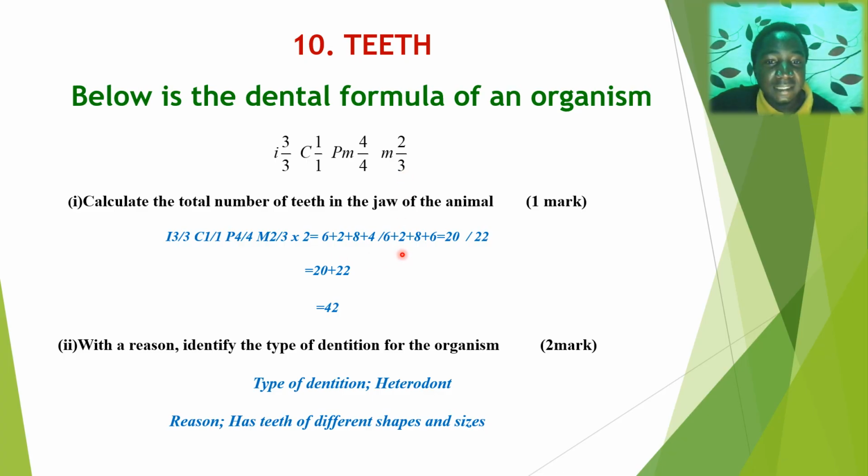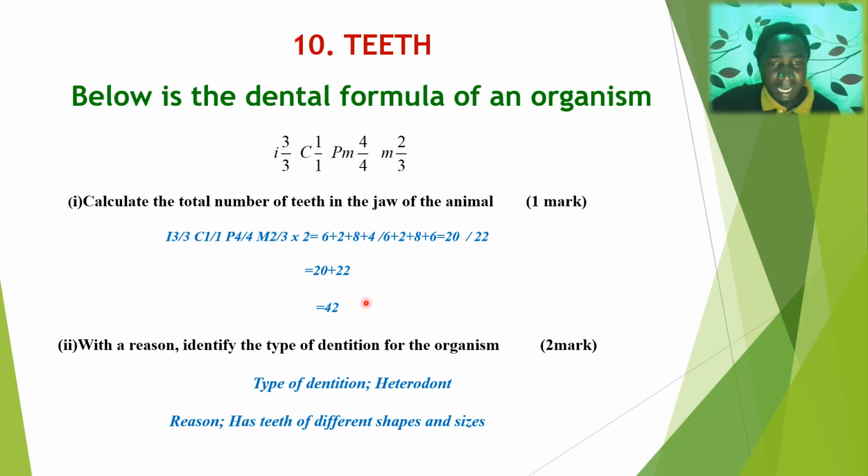You get 6 plus 2 plus 8 plus 6, totaling 22, which is the denominator. So we take the product of the numerator plus the product of the denominator, and we get 42. Next question: with a reason, identify the type of dentition for the organism.